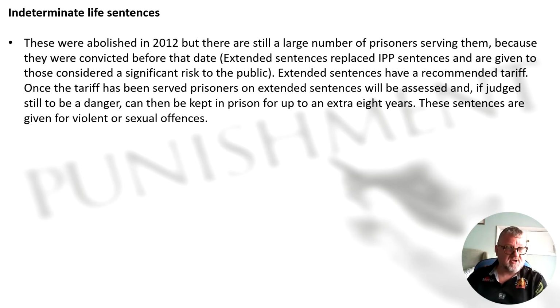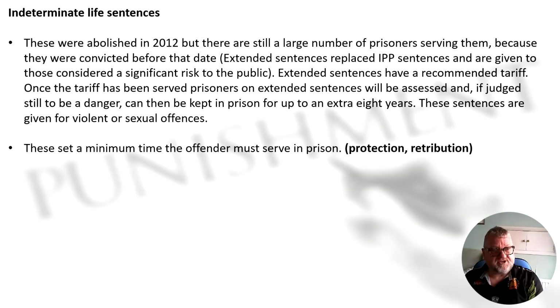Now, you might want to touch on indeterminate life sentences. These were abolished in 2012, but there are still a large number of prisoners serving them because they were convicted before that date. Now, IPPs, indeterminate life sentences, which is imprisonment for public protection, is what it's called, it's now been replaced by what are called extended sentences. And extended sentences have a recommended tariff, and once the tariff's been served by the prisoners on extended sentences, they're assessed, and if they're judged to still be a danger, they're kept in prison for up to an extra 8 years. And usually those sentences are for violent or sexual offences, so another example of protection there.